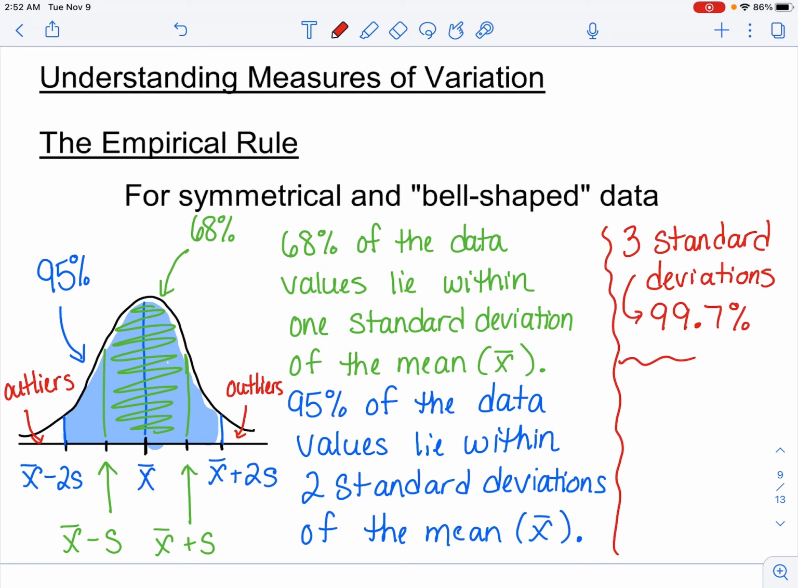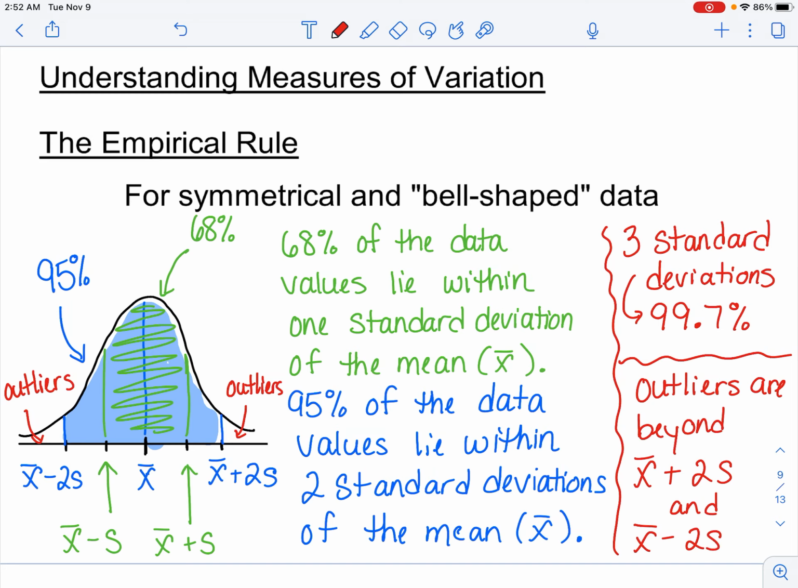So 99.7%. We're going to go with the idea that outliers are beyond X bar plus 2s and X bar minus 2s. Anything bigger than X bar plus 2s is going to be an unusually high data value. Anything below X bar minus 2s is going to be an unusually low data value. All right. So those are the percentages.